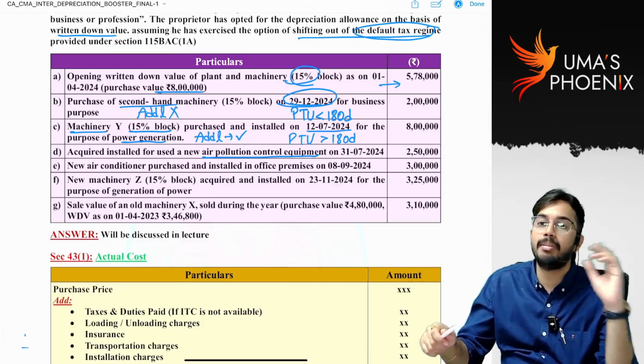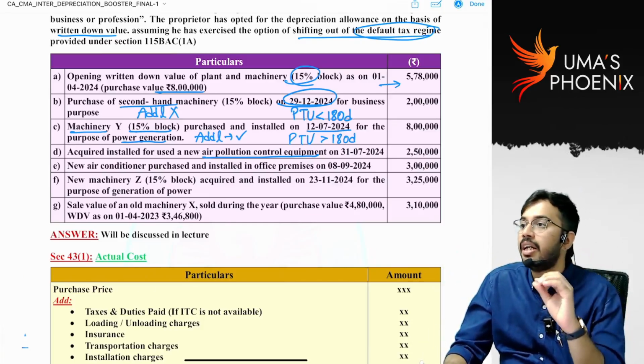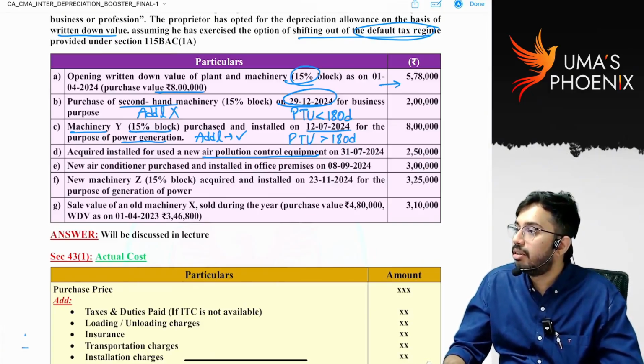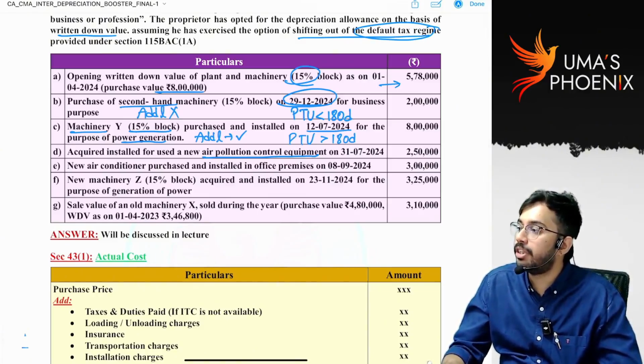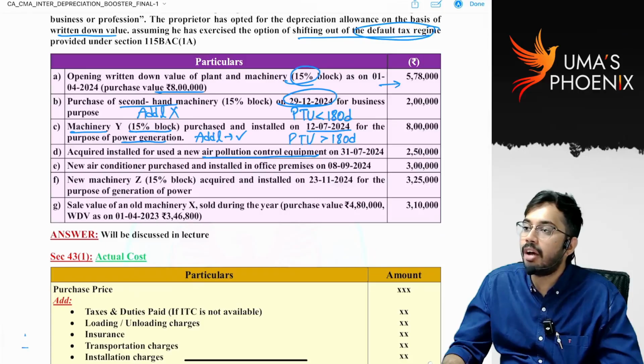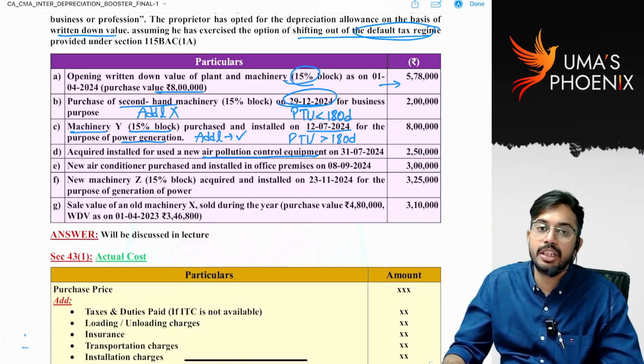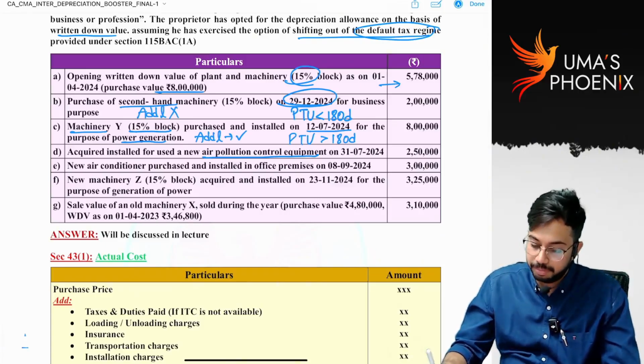You will not commit a mistake. Okay, this is the key to success. Key to success in depreciation related problems. Three questions: what is the rate, whether full rate or half rate, whether additional depreciation is available or not.